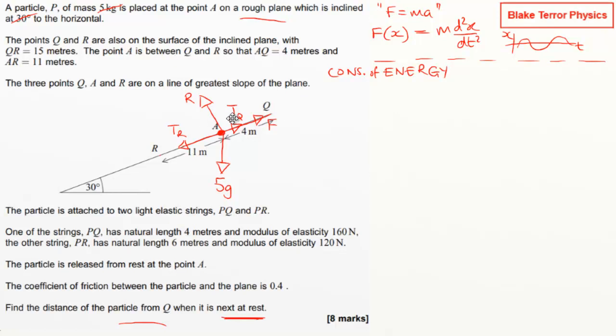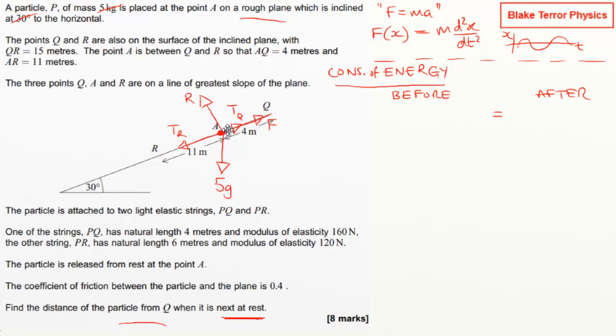So when we start off, as we always do with conservation of energy, we want to look at energy before, energy after, and then we can equate these two things. So what we've got initially is we've got no kinetic energy. We could set point A to be 0 potential energy, so that would be fine. We just need to set up what the elastic potential energy is that we've got in these two strings.